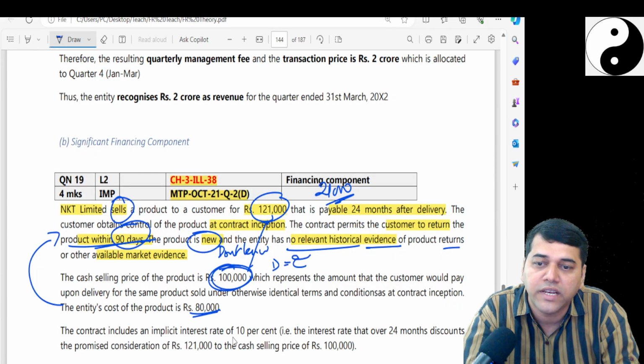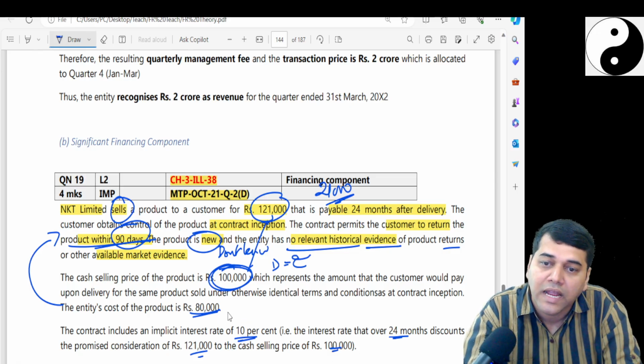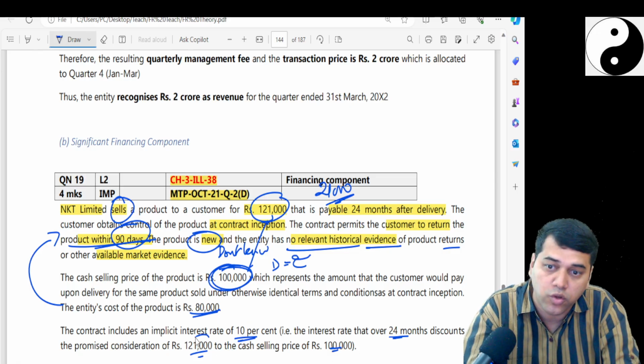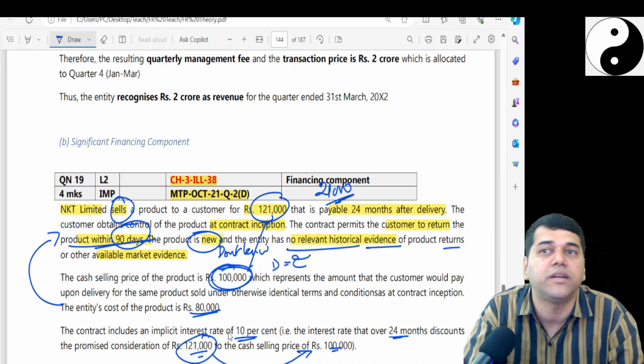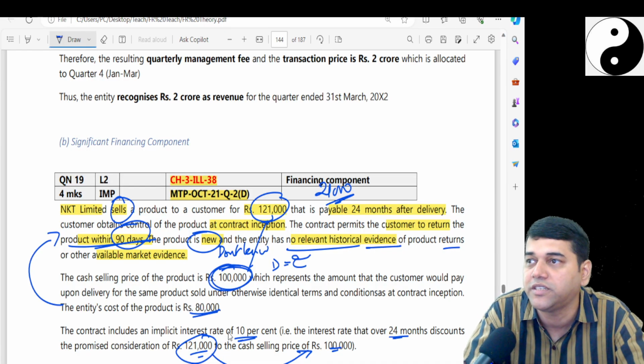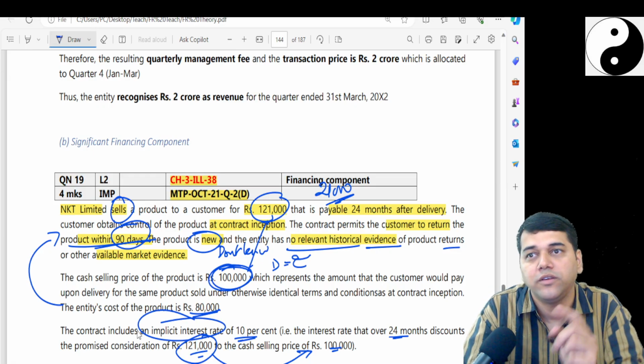The contract includes an implicit interest rate of 10%. That is, the interest rate at which 24 months discounts 1,21,000 to the balance. That means at what rate of interest will 1,21,000 be equal to 1 lakh? 10%. Is it an incremental borrowing rate or, what is it called? Implicit interest rate? Implicit, they said very specifically. Suppose two rates are given.